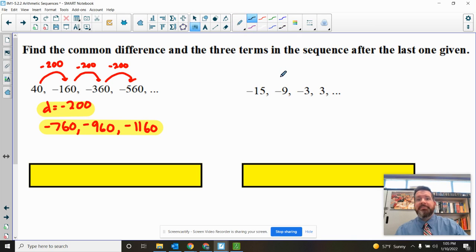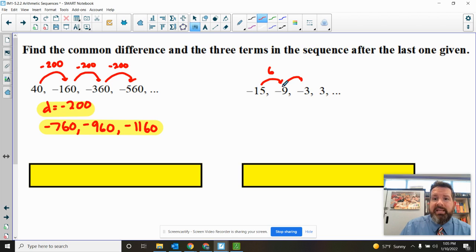So what do we see? This time I notice the terms are getting bigger as we go up. So I'm going to say, all right, from negative 15 to negative 9, to see how much we increased. Again, think of it in table form. You're going to do bottom minus top. So the negative 9 minus the negative 15. So that's going to be a 6. Okay, so we went up by 6.